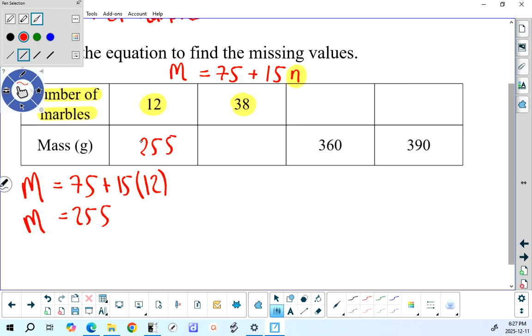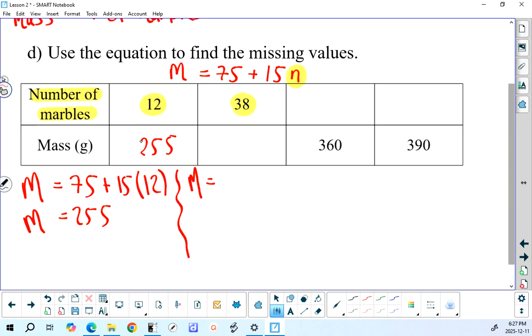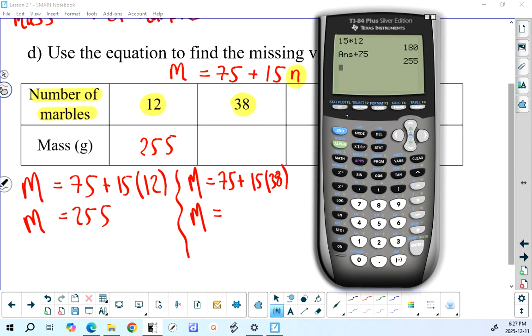We can do the same thing for the 38 marbles. We'll go for the total mass, not the 38 grams, the 38 marbles. 75 plus 15 times 38. I could probably crunch that in my head, but why would I want to? 75 plus 15 times 38, looks good, 645 grams.